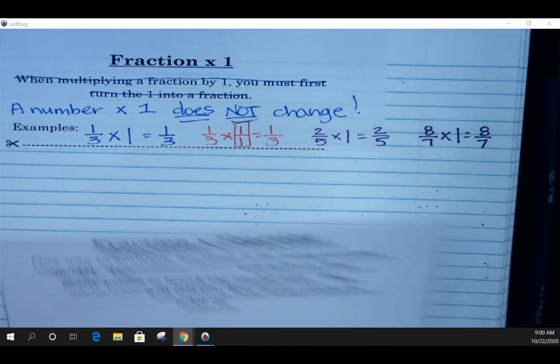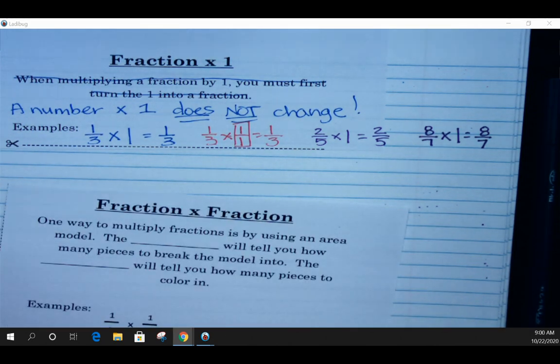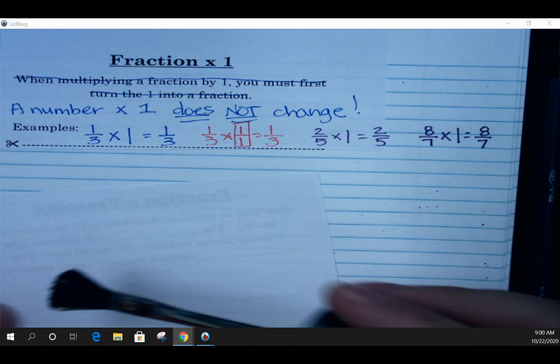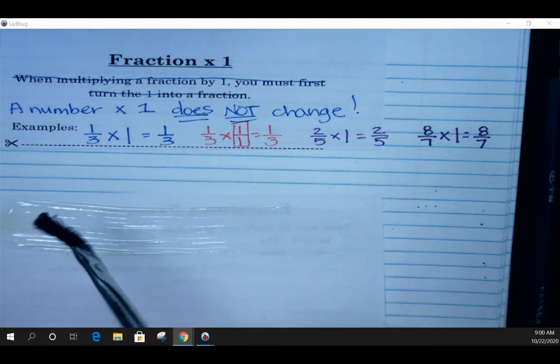The last thing you need to get in your journal is fraction times a fraction. And that is where we're headed, my friends. Well, I hope so.